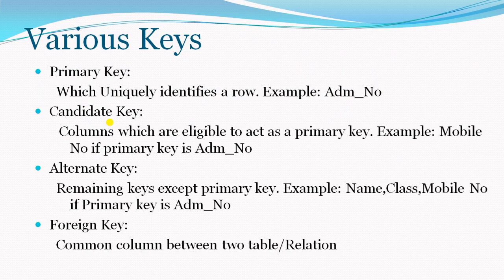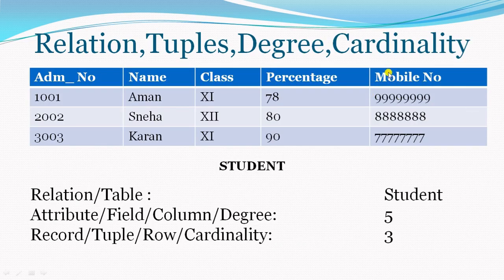Yes, in the same way, the columns which have the eligibility for becoming a primary key, they will be called candidate key. Here, if I take admission number as a primary key, और कौन primary key बन सकता है? और कौन बन सकता है? Yes, absolutely. Mobile number can become a primary key. Understood? So, admission number and mobile number, they both are candidate keys. Okay, because they both carry the eligibility where they can become a primary key.